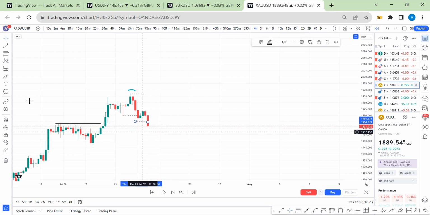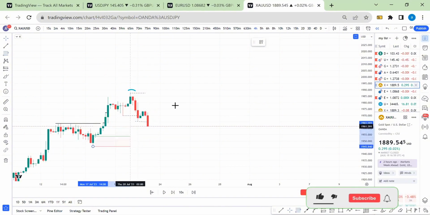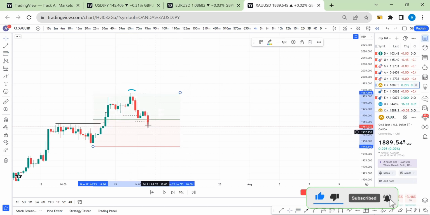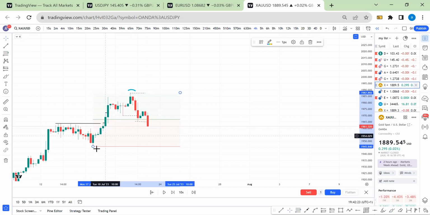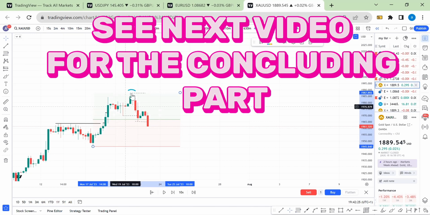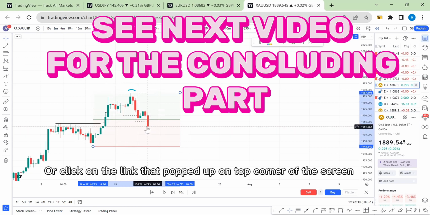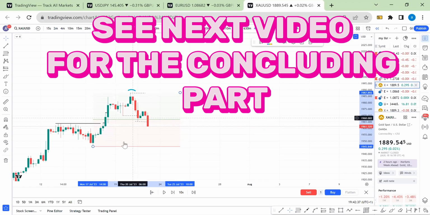But because we are already in the discount zone, bear it in mind, we will not be looking for short. Had it been that we are not in the discount zone of this swing break, we'd be looking for short when price pulls back. But we won't do that because we are already in the discount.